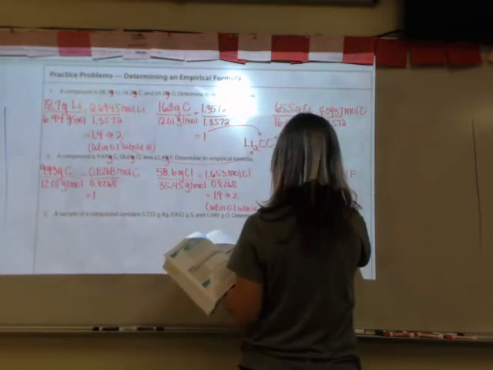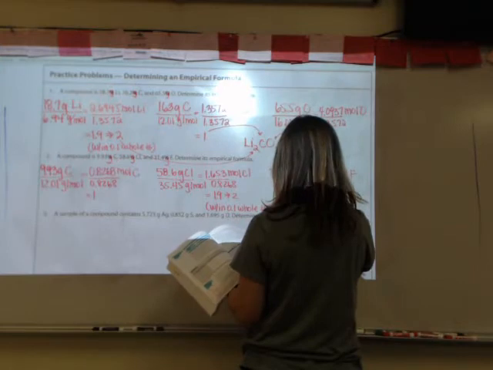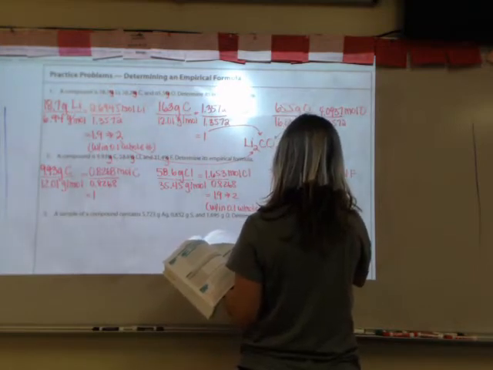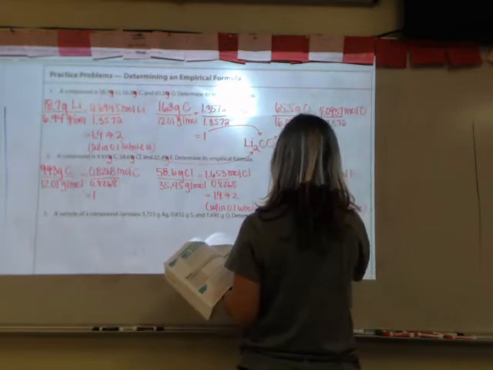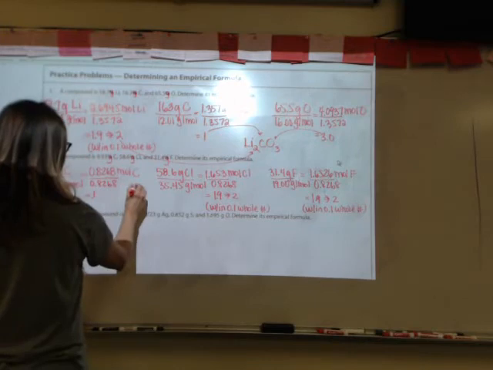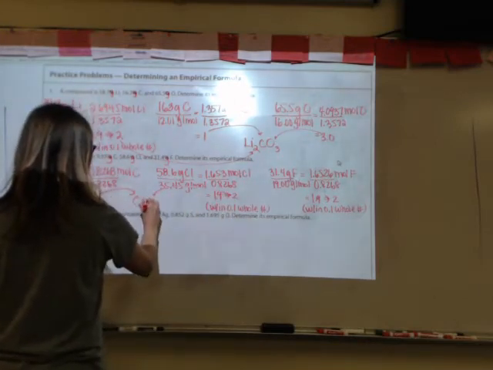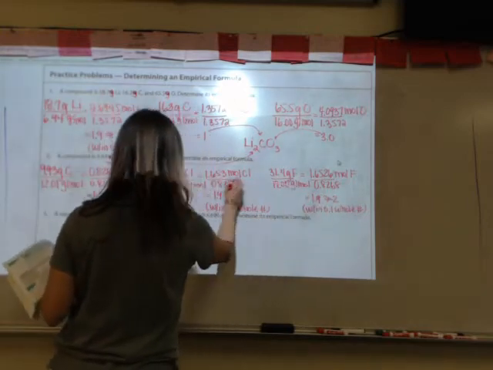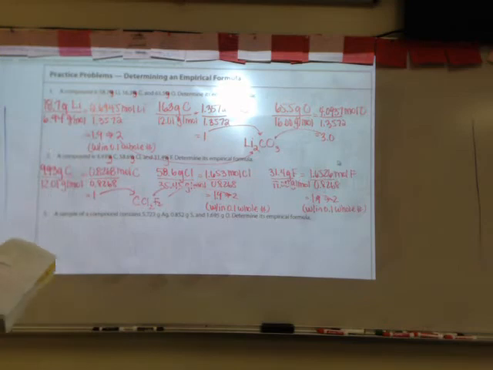And then divide your moles of fluorine by the 0.8268, and you're going to get 1.9, also within 0.1 of a whole number. So you may round this up to 2. And your empirical formula is C. You have 1 C, you have 2 chlorine, and you have 2 fluorine. So CCl2F2 is your empirical formula.